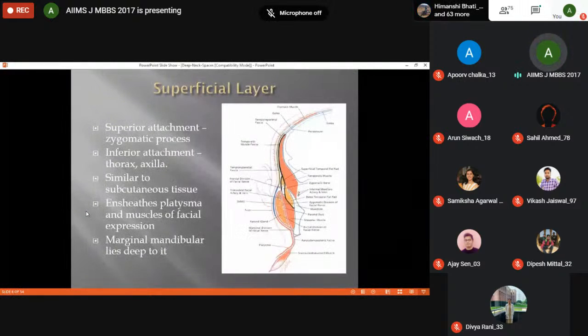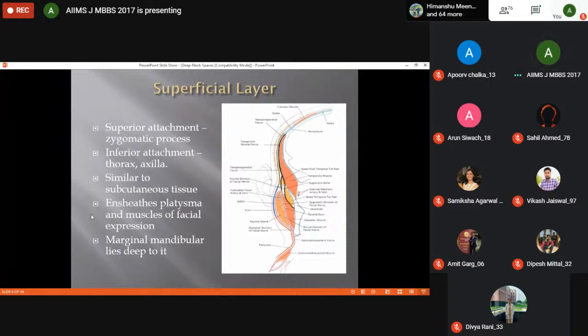Then the superficial layer, I have already discussed this. Superior attachment is by the zygomatic process in front. Inferior attachment is to the thorax and axilla, similar to subcutaneous tissue. It ensheathes the platysma and muscles of facial expression. And the marginal mandibular nerve lies deep to it.